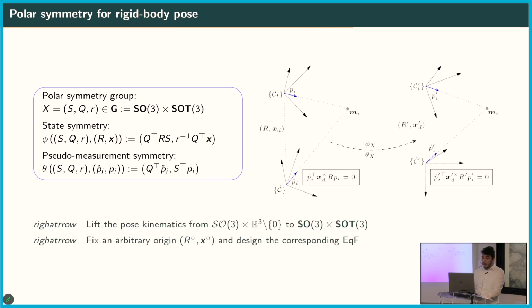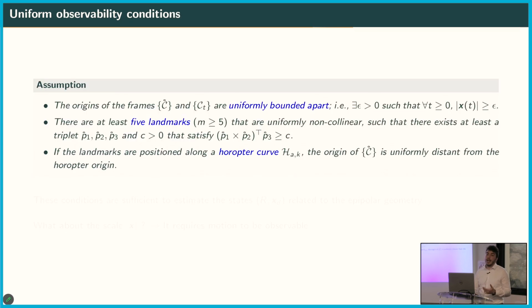So how can we do that? We simply lift the pose kinematics from this space onto the Lie group SO3/SOT3. Then we fix some origin R0, X0 at a choice, and we design the corresponding equivariant filter. For this problem, we didn't stop there. We were also able to analyze its uniform observability, meaning, when does this actually work?